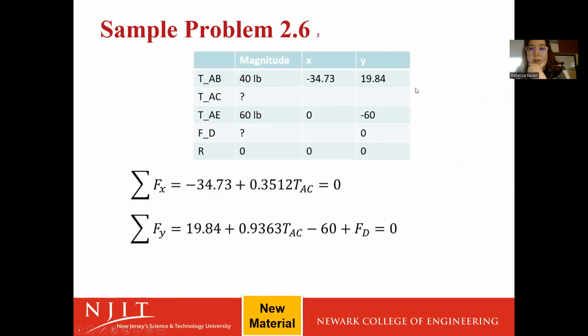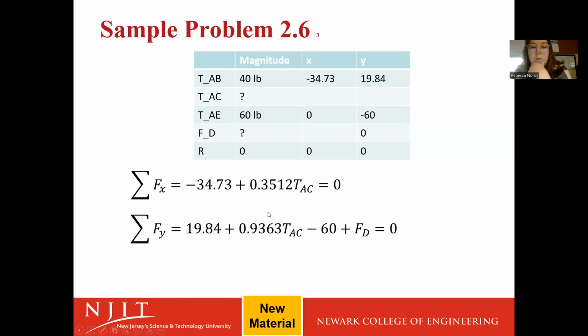So here is our table. On our FY side, let's go FY first, we have the 19.84 plus a portion of our TAC value. So this would be the sine of whatever that value was, minus our 60 from AE. Force of drag is 0 in this case for our y value, so that would equal 0.